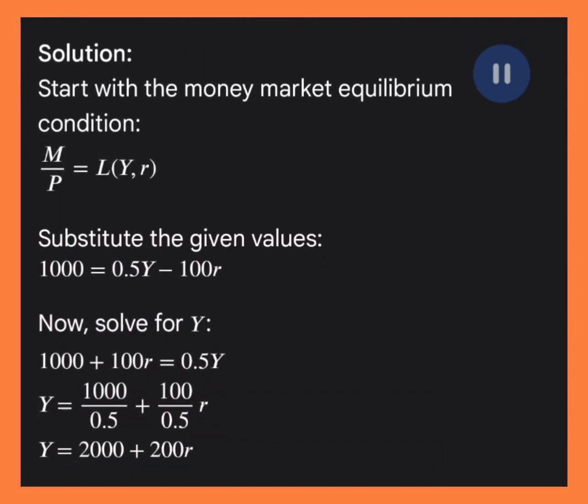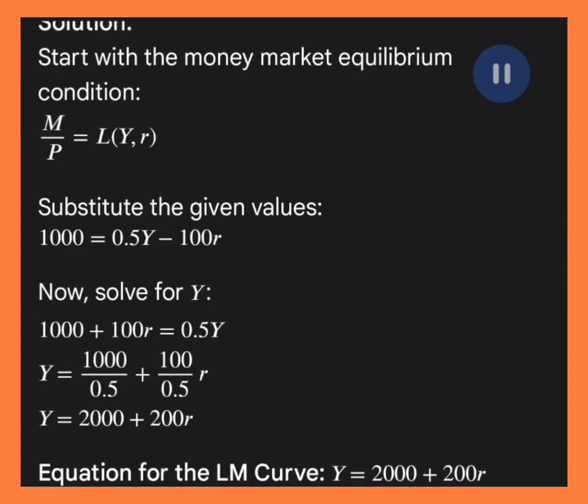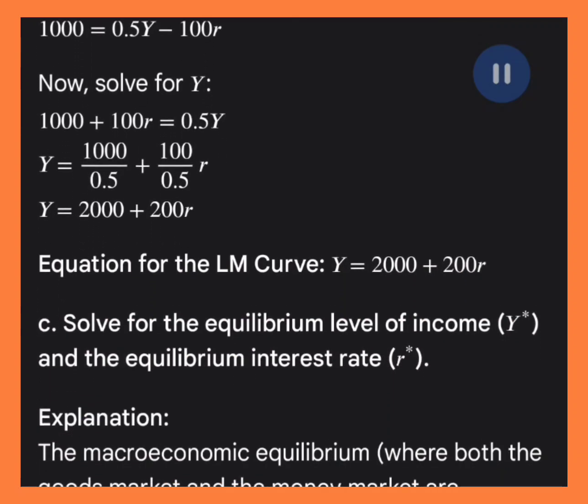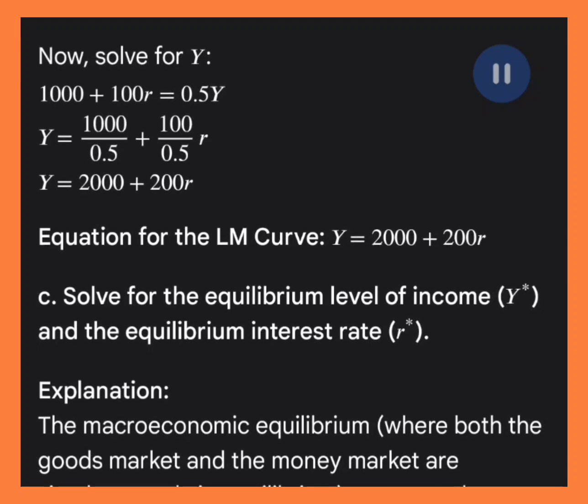M/P equals L(Y, R). Substitute the given values. 1000 equals 0.5Y minus 100R. Now solve for Y. 1000 plus 100R equals 0.5Y. Y equals 1000/0.5 plus (100/0.5)R. Y equals 2000 plus 200R. The equation for the LM curve is Y equals 2000 plus 200R.